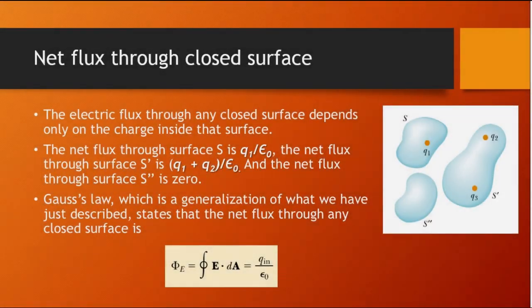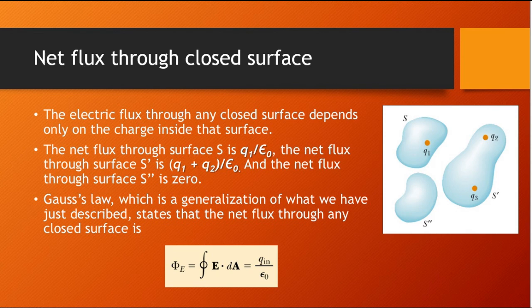Consider the system of charges shown in the figure. The surface S surrounds only one charge q1. Hence the net flux through S is q1 divided by epsilon naught. The flux through S due to charges q2 and q3 outside it is zero because each electric field line that enters S at one point leaves it at another.